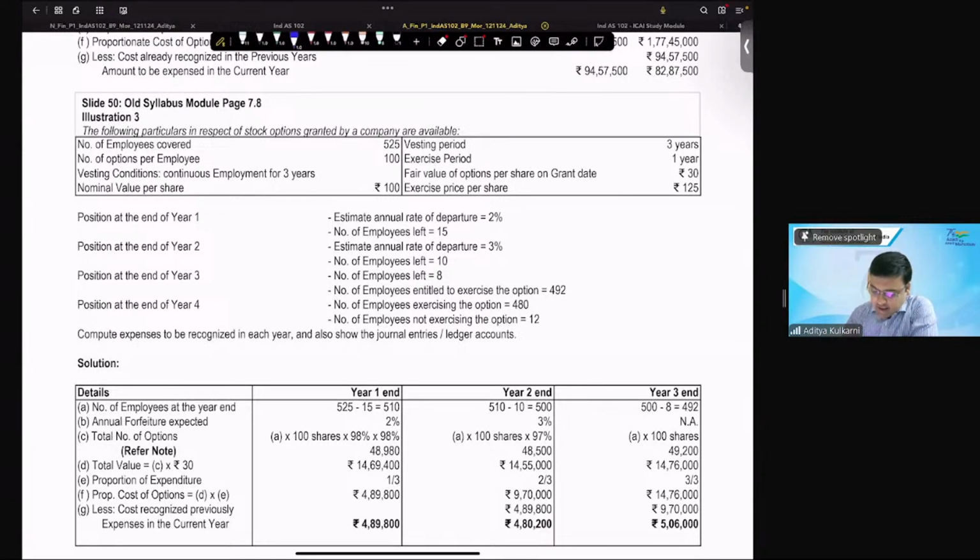Vesting condition 3 years. Nominal value 100. Vesting period 3 years. Exercise period 1 year. Fair value of options per share on the grant date 30. Exercise price per share is 125. All right.